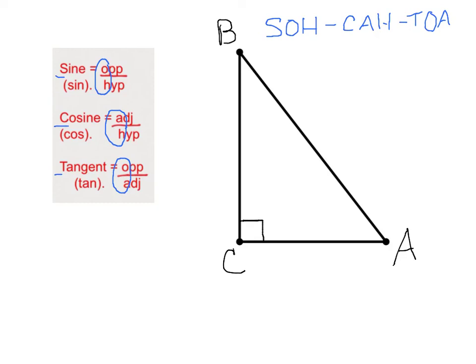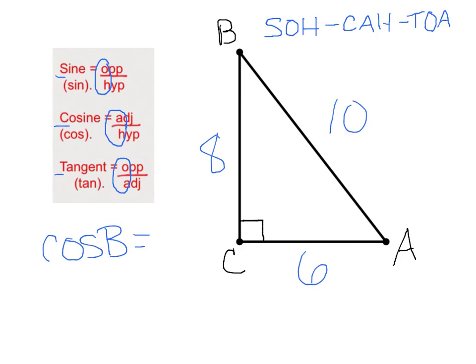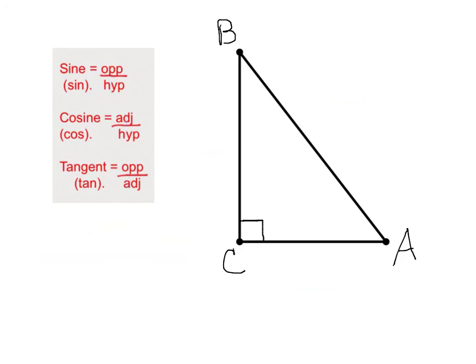Let's try another example. I'll use a different Pythagorean triple, 6, 8, 10. This time, can you find the cosine of B? What does the cosine of B equal? Pause, try. Okay, I changed up the angle on you. Here's B. Cosine, adjacent 8, hypotenuse 10. So the cosine is 8 over 10. You can reduce it if you want to, but you certainly don't need to. That's the cosine.